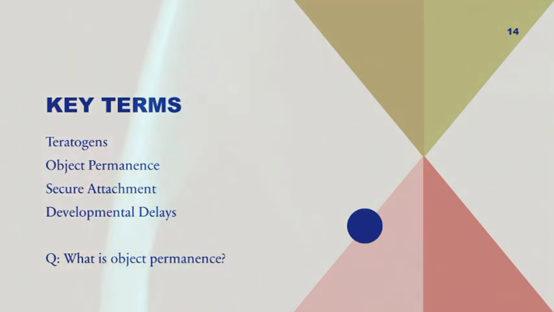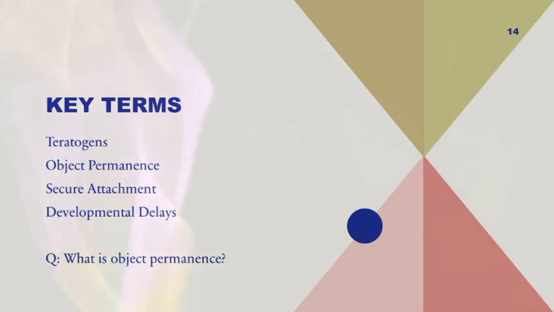Then there's secure attachment. What is that? That is that strong emotional bond between an infant and their primary caregiver, characterized by trust and safety and comfort, which forms the foundation for healthy socio-emotional development. Then there are developmental delays. What's a developmental delay? Well, that is delays in achieving the developmental milestones in one or more areas of development, whether that be the physical or cognitive or language or social or emotional domain.